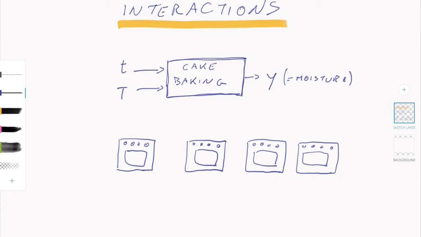And the output we are measuring is the moisture of the cooked cake. As inputs of the process, we have the time and the temperature. So just two inputs for a simple process that everybody in his life should have seen at least one time, baking a cake. And the output is moisture. Now, here we have four ovens to run our experiment.